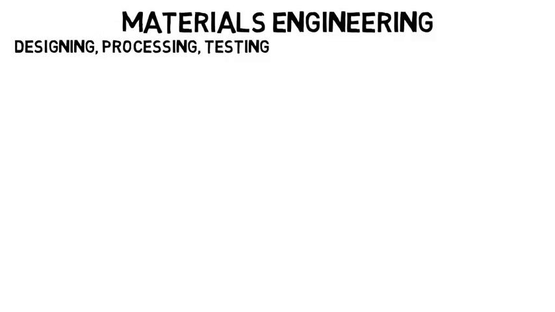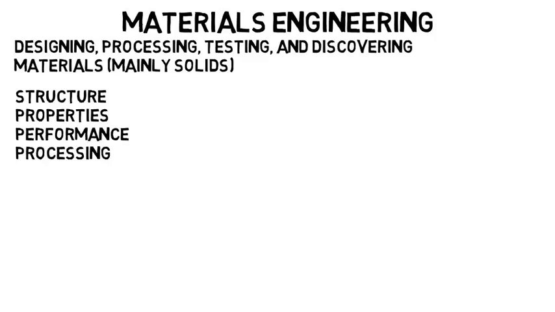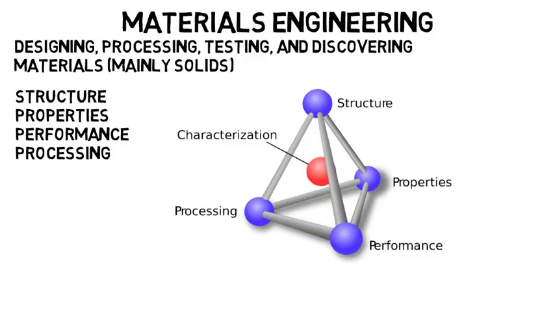Materials engineering is about designing, processing, testing, and discovering materials, mainly solids. It's about analyzing the structure, properties, performance, and processing of materials and objects. In fact, if you do a Google search for materials engineering right now, you'll see this come up. And this basically says that all four of these things are connected, and by changing one, like the structure of a material, you change everything else.